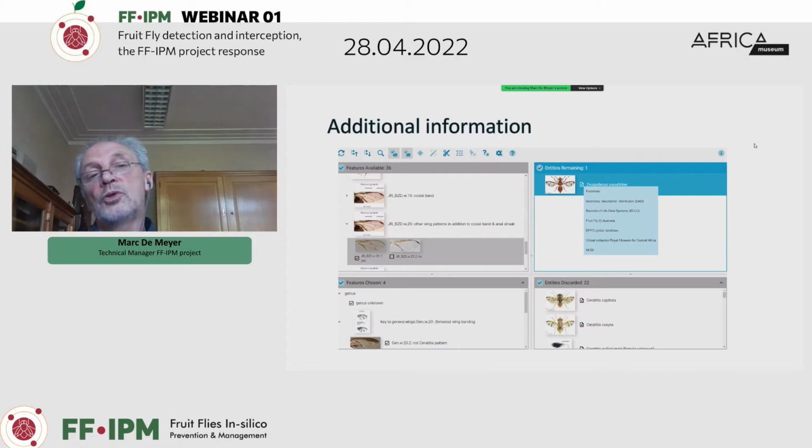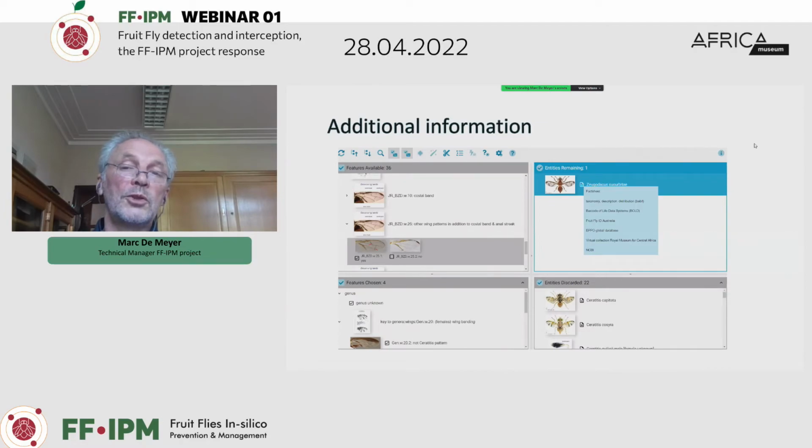The great advantage of these multi-entry keys in digital format is also that you can include a lot of pictures. You can include a lot of additional information for the user, because most people are not that familiar with all the different terms. You can put images or a series of images to illustrate each of the characters that you want to earmark. You can use arrows, you can use circles to pinpoint which area people have to look at.